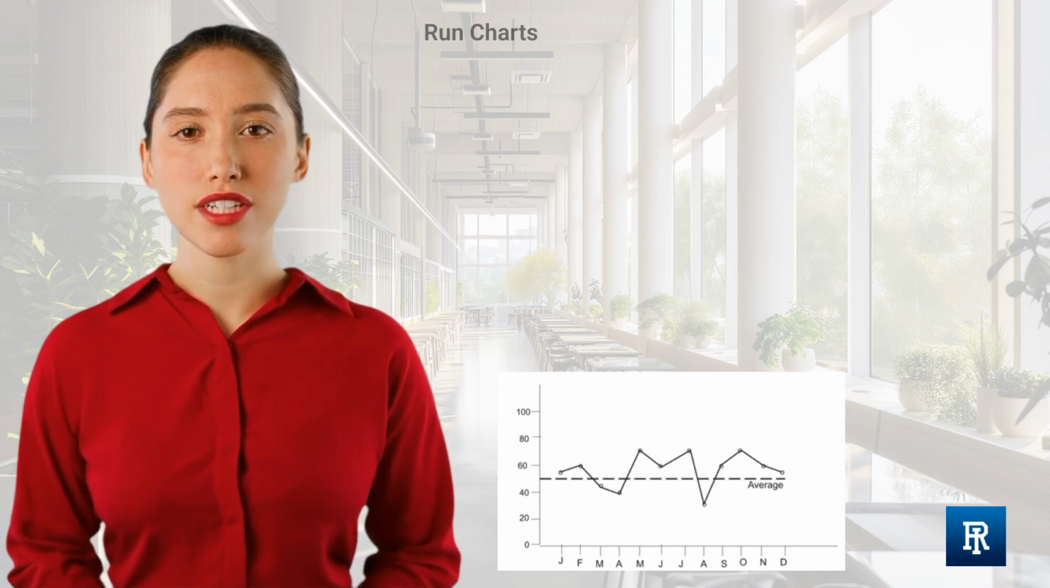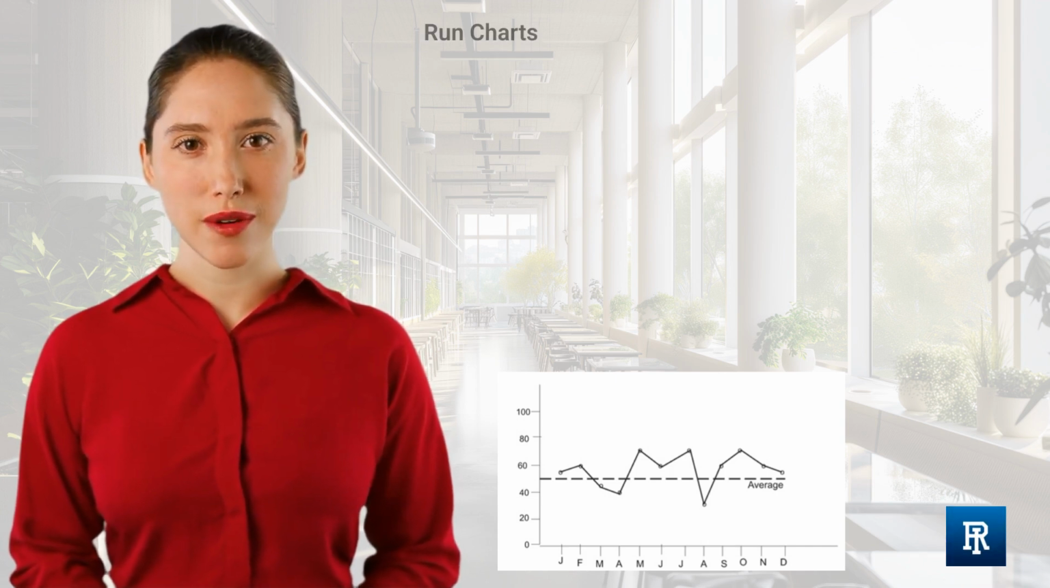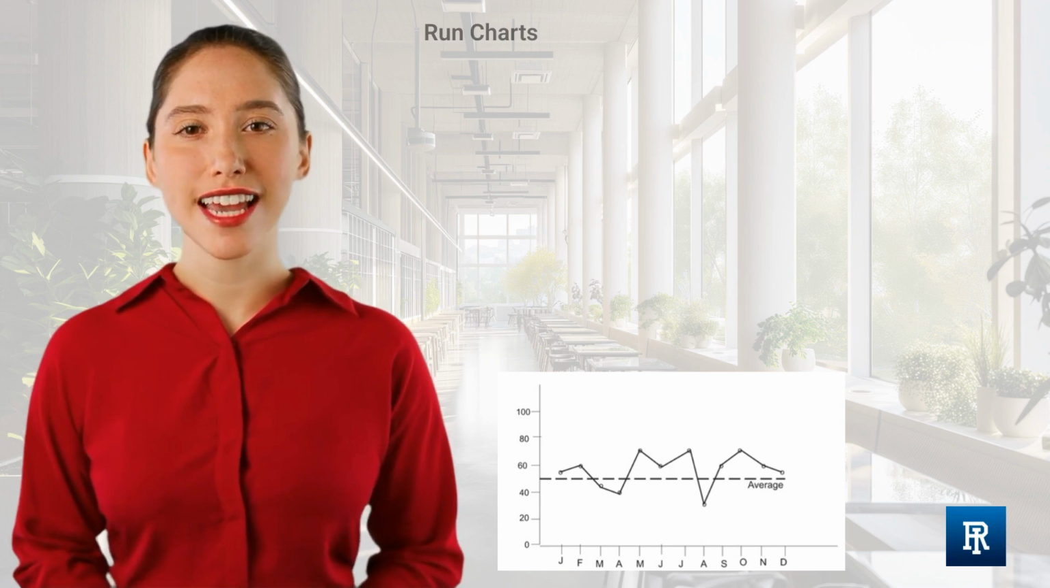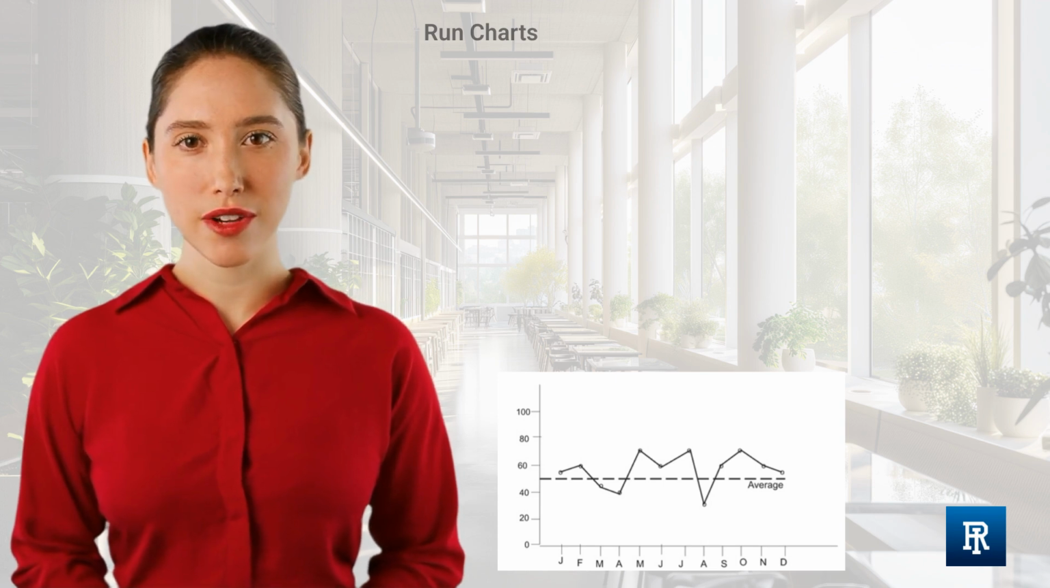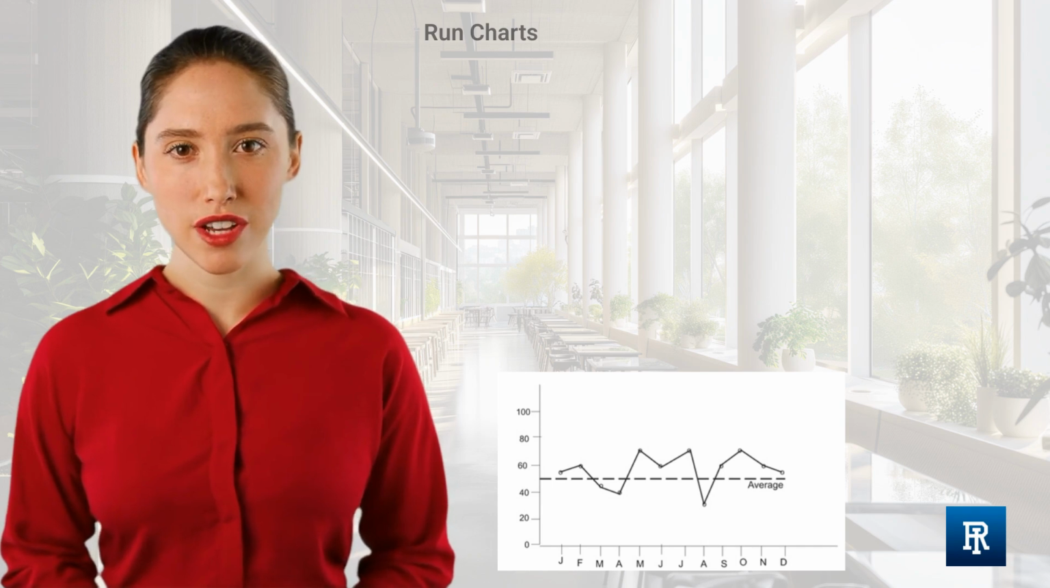Run charts help you look at how a process performs over time. You track one metric, say monthly production, and plot it. If it goes up, down, or cycles, you'll see that pattern. There are 4 basic steps to developing a run chart.